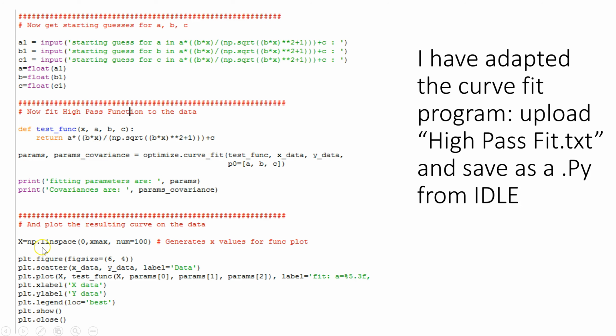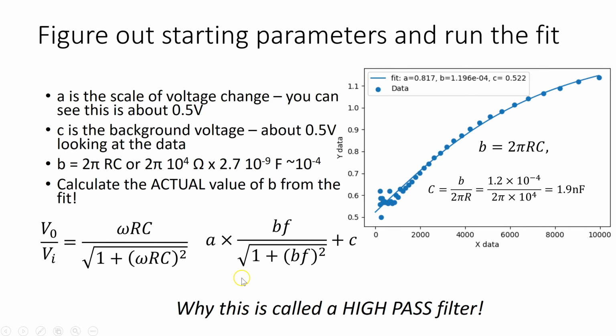So this is a numpy function that generates a range of, in this case, 100 points over the full range of x, and then plots it using this test function, and here you go, it plots that on top of the experimental data. Okay, so there's our fit.